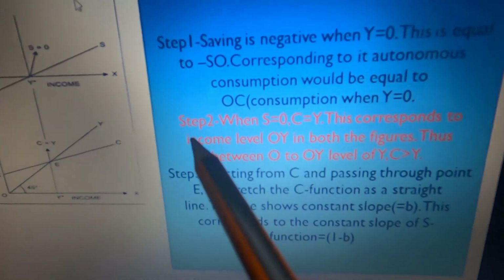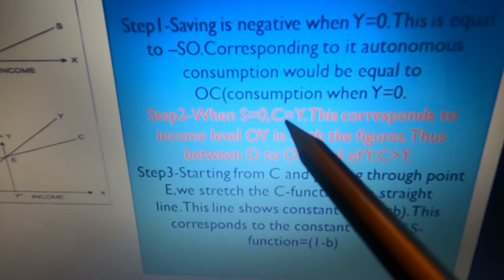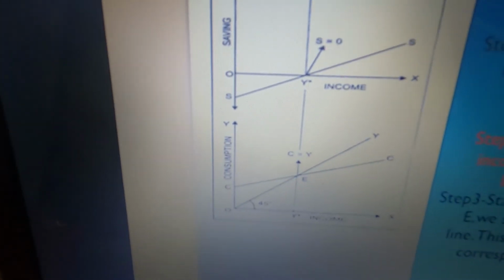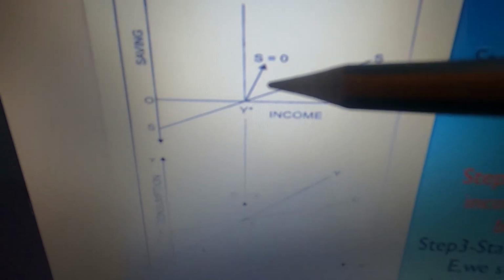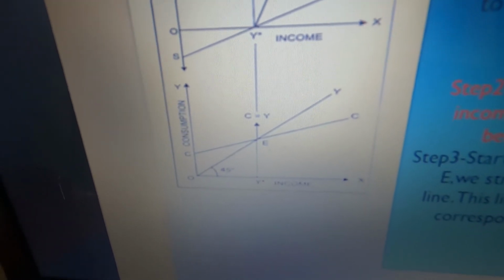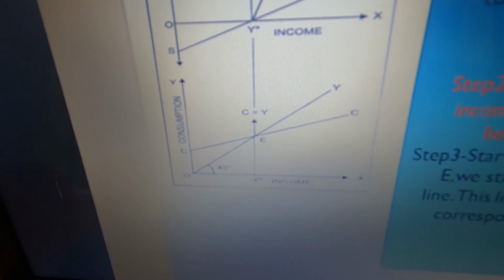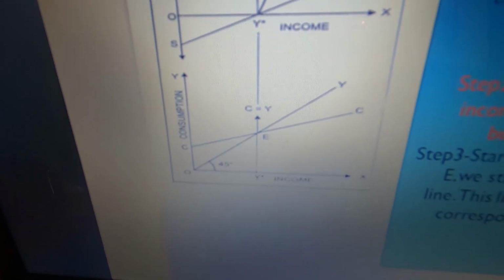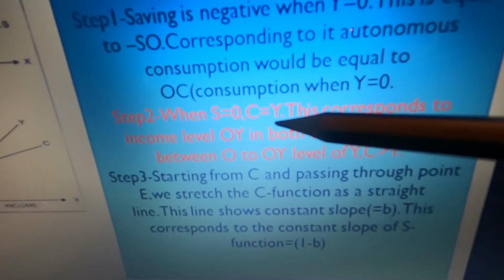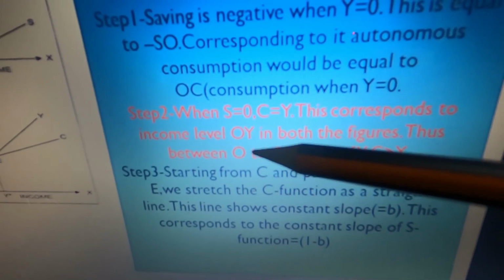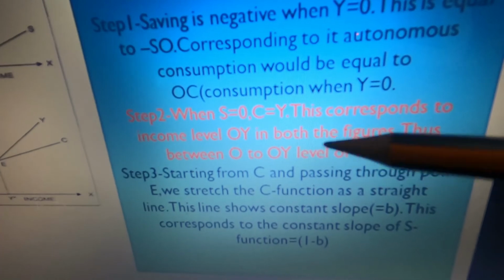Step number 2. When saving is equal to 0, C is equal to Y. Now we can see here in this diagram. Saving is equal to 0 here, right? So when saving is equal to 0 here, what is happening? Here, C will be equal to Y. Consumption will be equal to Y. Again, in theory we have seen it, right? When income is equal to consumption, then saving will become 0. So step 2, when S is equal to 0, C is equal to Y. This corresponds to the income level of OY in both the figures, right?